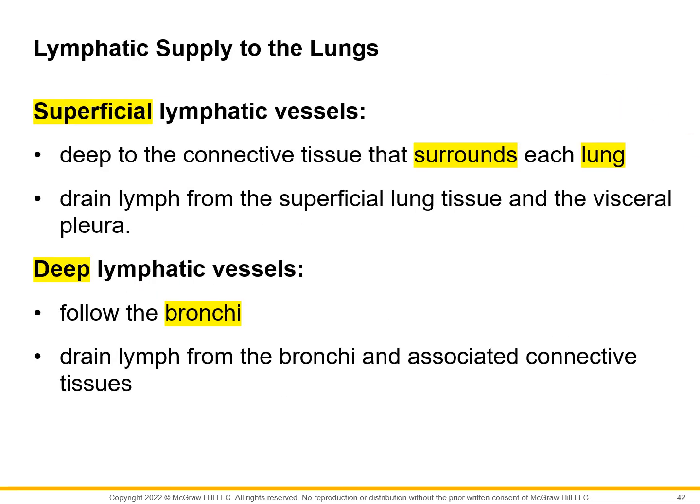Let's now talk about the lymphatic supply to the lungs. All right, so first up is the superficial lymphatic vessels. So this surrounds each lung. All right, so basically nakapaligid lang daw po siya, no? Nakapaligid lang siya sa labas ng lungs. Meanwhile, the deep lymphatic vessels would follow the bronchi. Alright, so may mga lymphatic vessels din po tayo na sinusundan niya yung bronchi papasok doon sa lungs. Alright, so that's the difference between superficial and deep lymphatic vessels on the lungs.